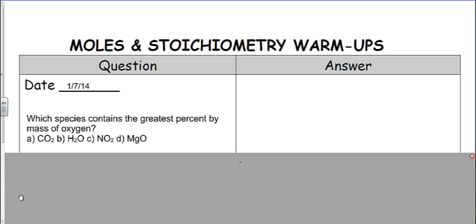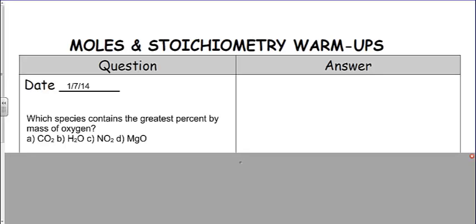Anyway, so let's start with a warm-up. Go to your warm-up page on page 2 in your notes. The date, January 7th. Obviously for you guys, it will be the 8th at this point since we had another snow day. The question is, which species contains the greatest percent by mass of oxygen?